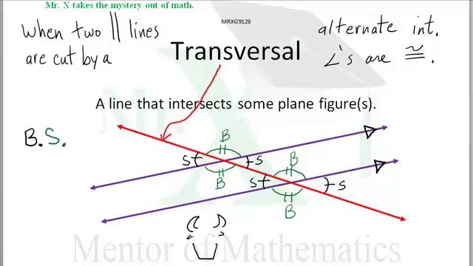Now let me ask you. When you first heard of a BS presentation, did you think that B stood for something like this? Huh? B plus, is that what you thought? Shame on you.